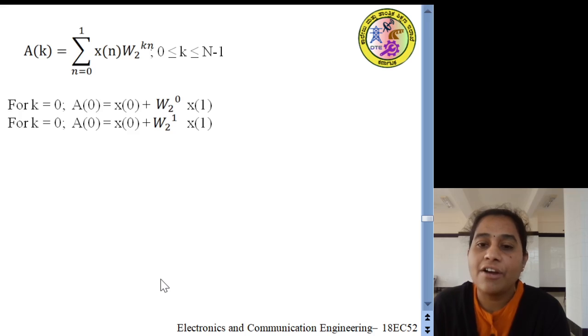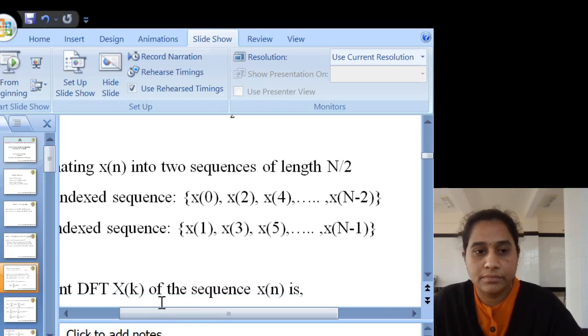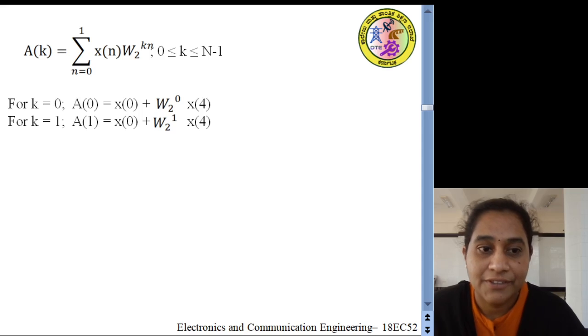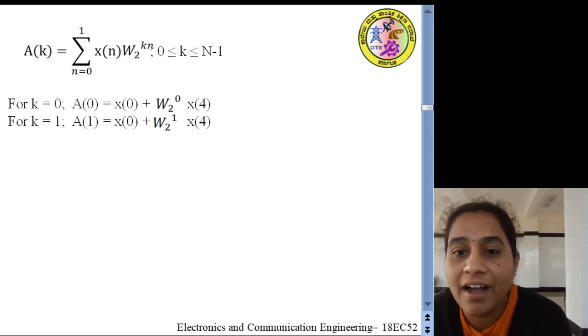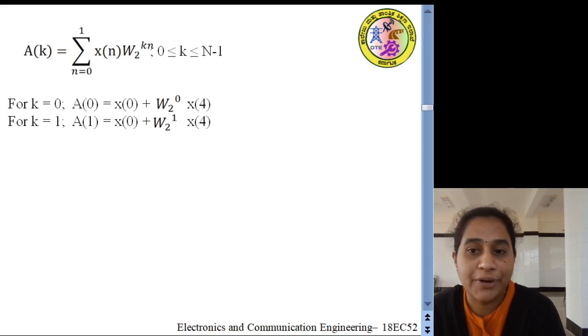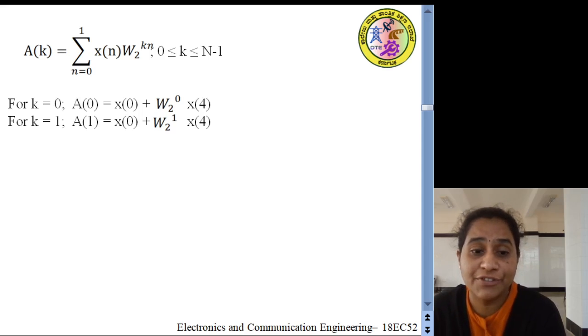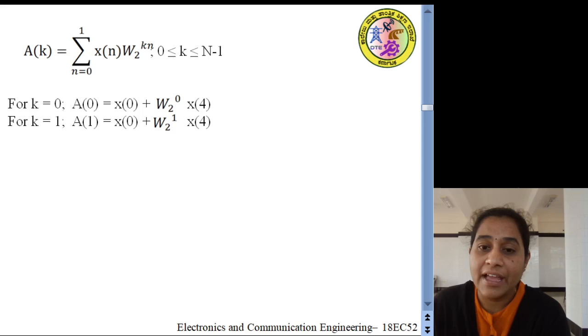Here, for the value of k equal to 0, A of 0 is equal to x of 0 plus W2 raised to the power of 0 into x of 4. And for k equal to 1, A of 1 is equal to x of 0 plus W2 raised to the power of 1 into x of 4.